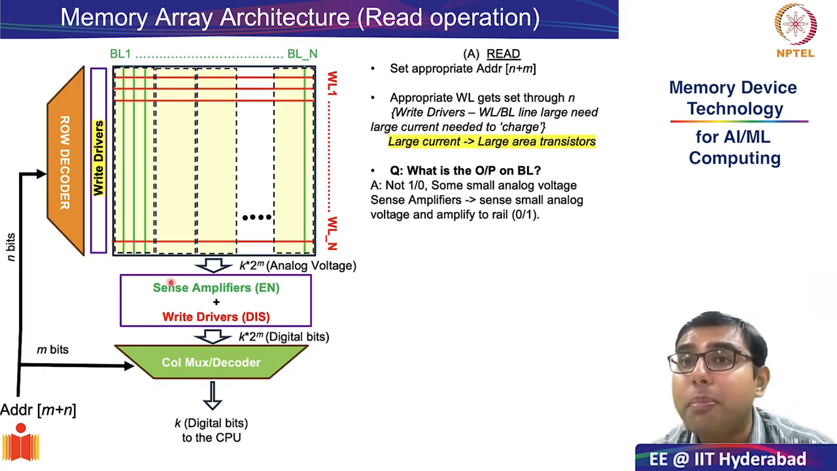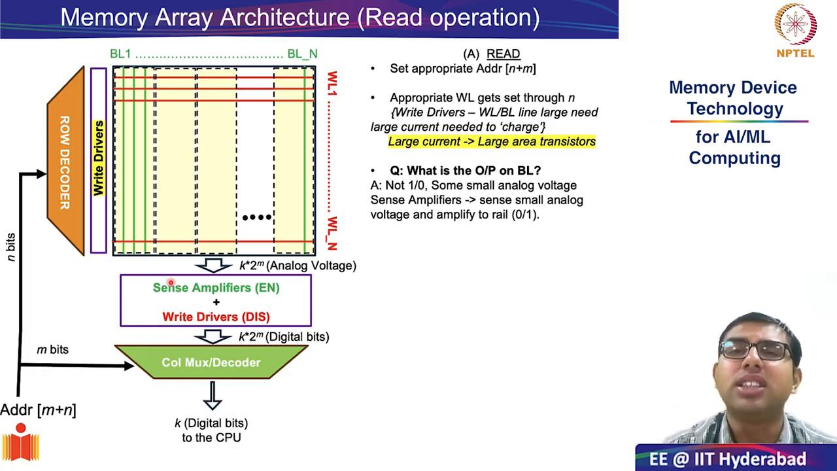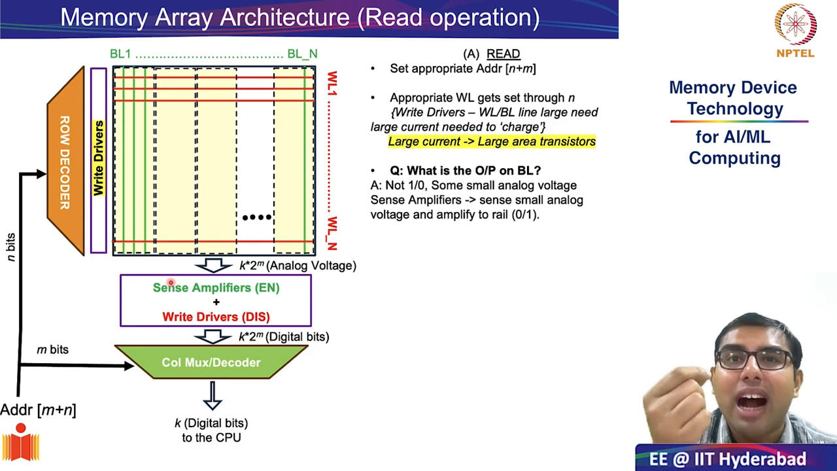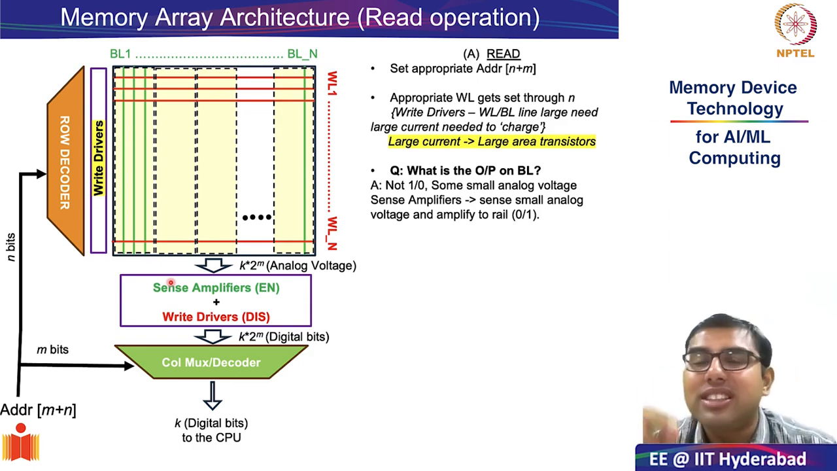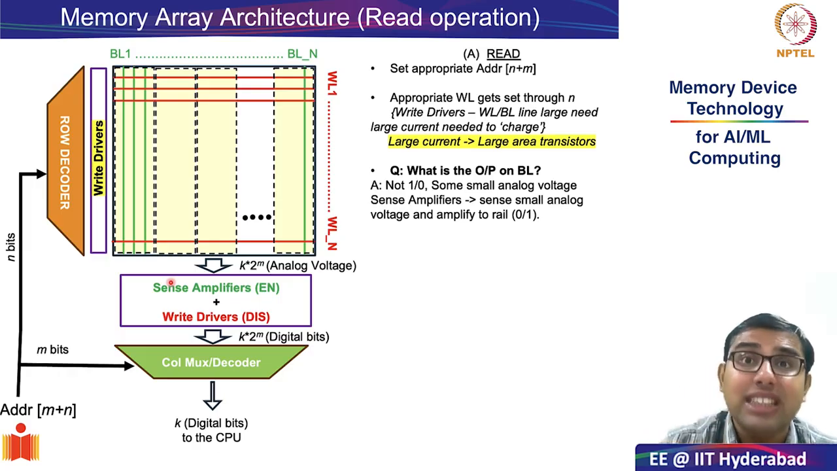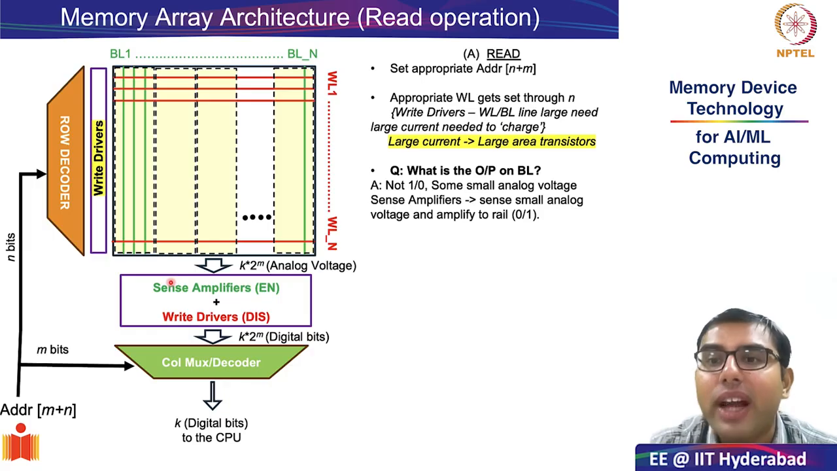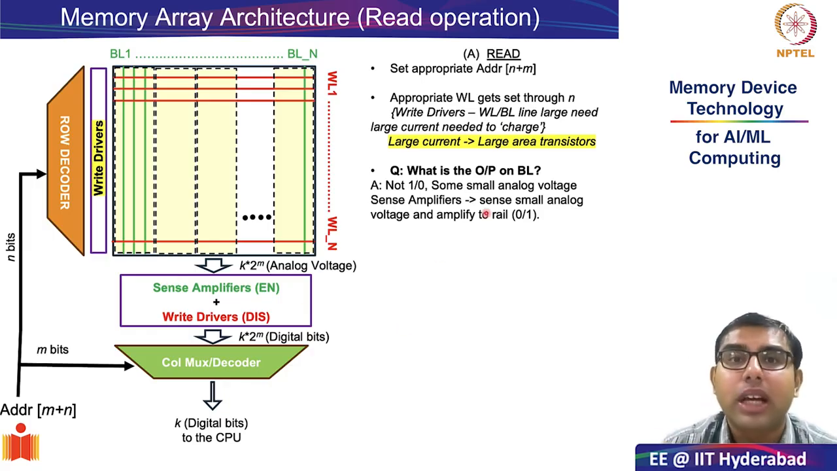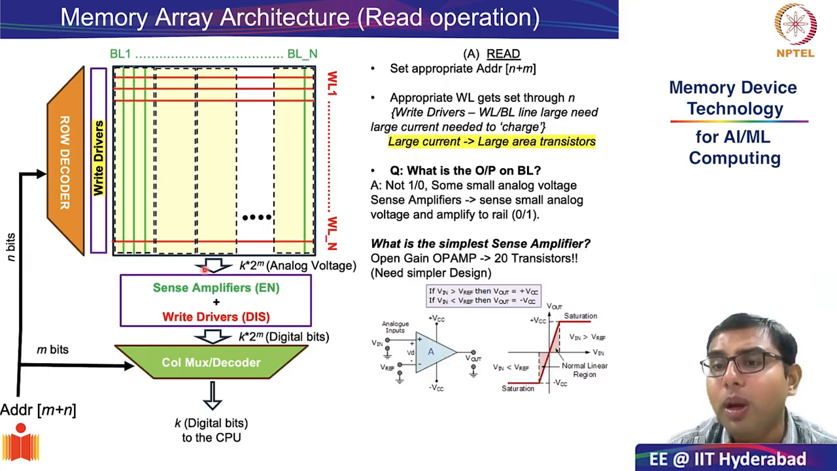So what is the job of sense amplifiers? The job of these sense amplifiers is to detect the small analog voltages, understand whether the value 0 or 1 is written in the corresponding bit which is connected to the bit line, and amplify it to rail, either 0 or 1. And this is where sense amplifiers become very, very crucial. So a simple question I want to ask is, from your basic study of analog devices, what is the simplest sense amplifier that you can think of?